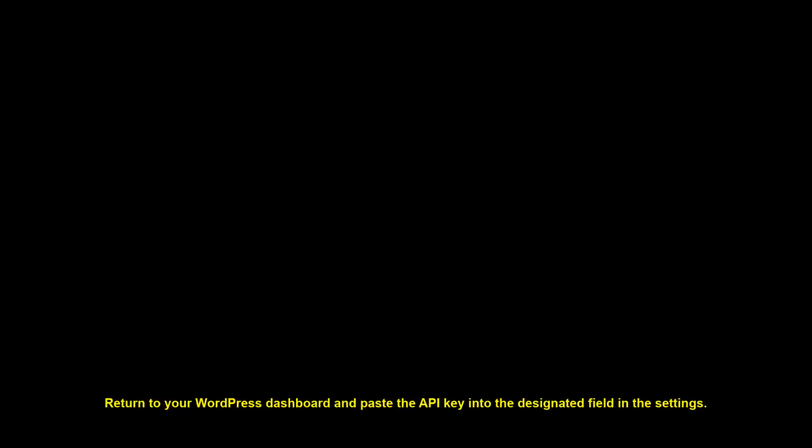Return to your WordPress dashboard and paste the API key into the designated field in the settings. Double-check that you have pasted the key correctly without any extra spaces. Once the key is entered, click on the Save Changes button at the bottom of the settings page. Wait for the confirmation message that indicates your Pretty Links plugin has been successfully authorized. You can now begin creating affiliate links using the Pretty Links plugin.